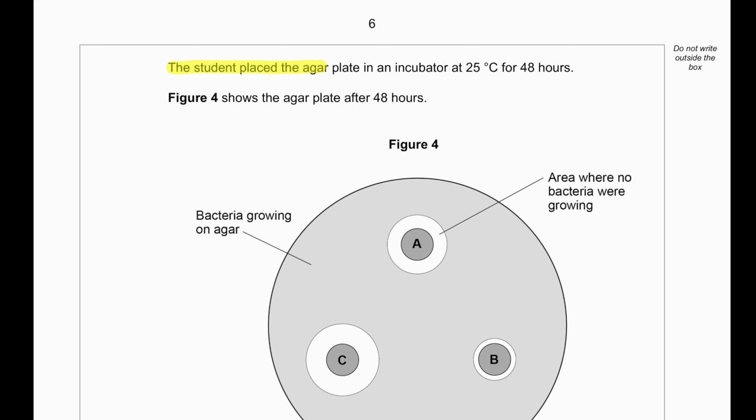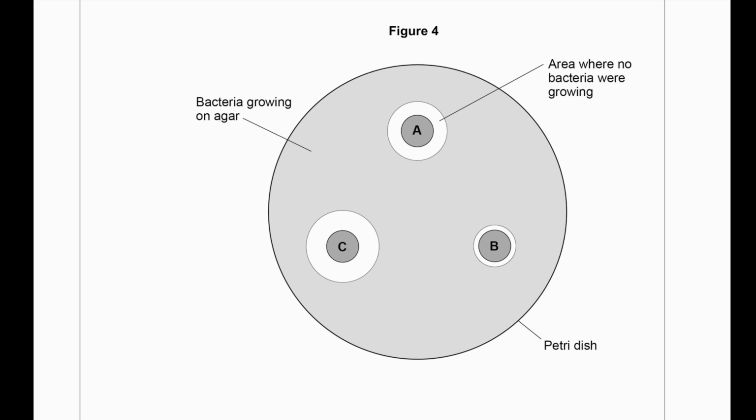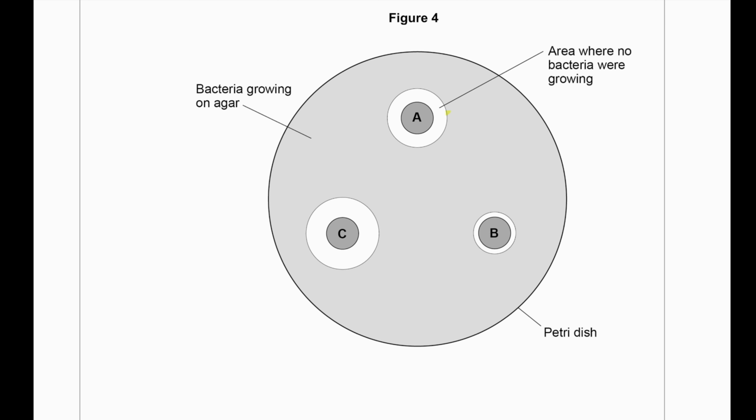The student placed the agar plate in an incubator at 25 degrees Celsius for 48 hours. Figure 4 shows the agar plate after 48 hours. Now we can see some clear regions. The radius of the clear region will indicate the effectiveness of that antibiotic. So we can see C has the greatest clear region, whereas B has the lowest clear region.